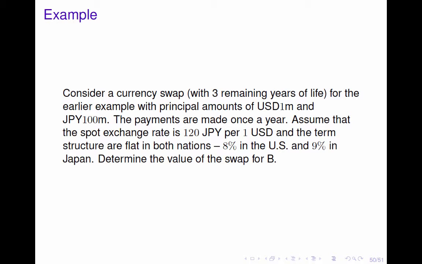Suppose that the currency swap for the earlier example with principal amounts of 1 million US dollars and 100 million Japanese yen has 3 years of life remaining. The payments are made once a year. Assume that the spot exchange rate is 120 Japanese yen per 1 US dollar, and the term structures are flat in both nations, 8% in the United States and 9% in Japan. Determine the value of the swap for B.